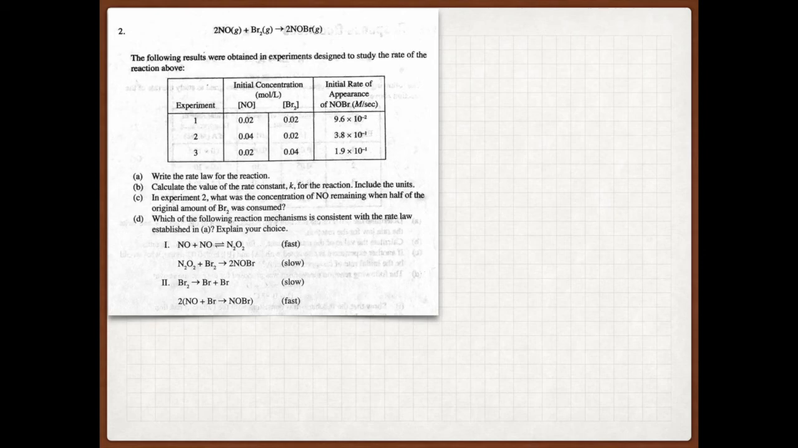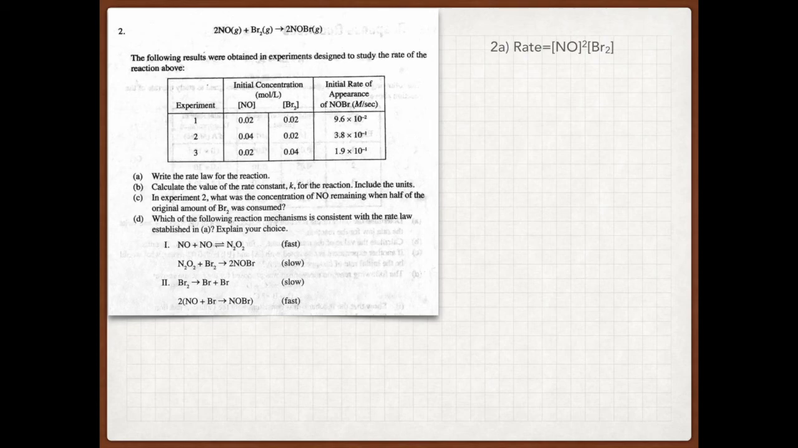For Br2, I'm going to use experiment 1 and 3. That doubles from 1 to 3. 9.6 to 19, that doubles as well. So Br2 is going to be first order. So there's my rate law right there. You do not need to explain how you determined your rate law unless it asks you to explain. So keep in mind the one thing I forgot in my answer. It should be rate equals K times concentration of NO squared times Br2.